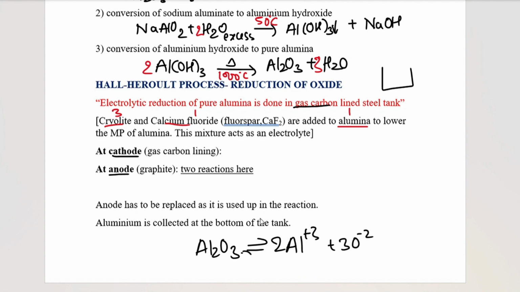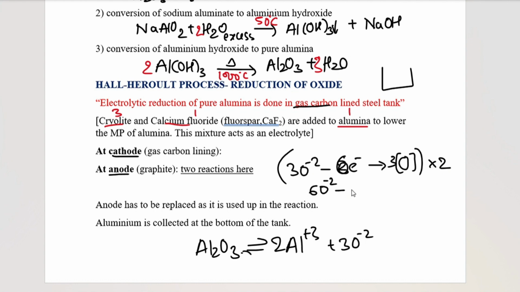All the 3 oxygens will go to the anode reaction. I will write the reaction at the anode first. Oxide anions will move, and every oxide will lose 2 electrons and form 1 oxygen atom. But there are 3 oxides, so this becomes 6 electrons and forms 3 oxygen atoms. But oxygen is not stable as an atom, so you multiply this by 2. So 6 oxide ions will lose 12 electrons and form 6 oxygen atoms.